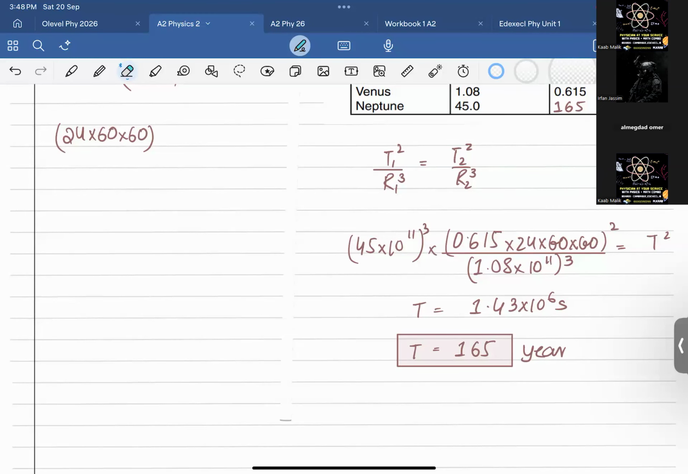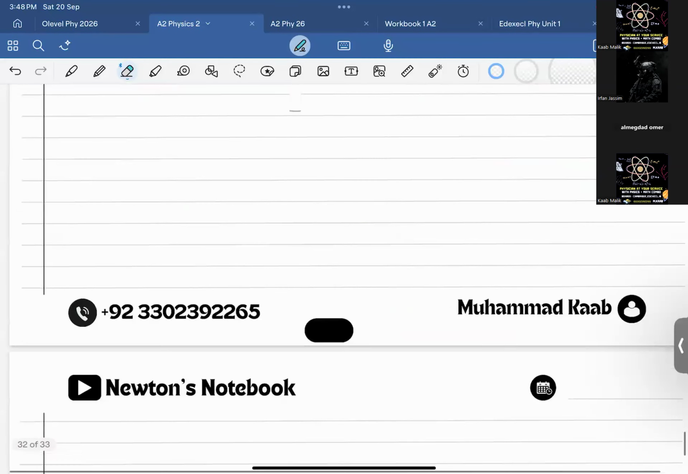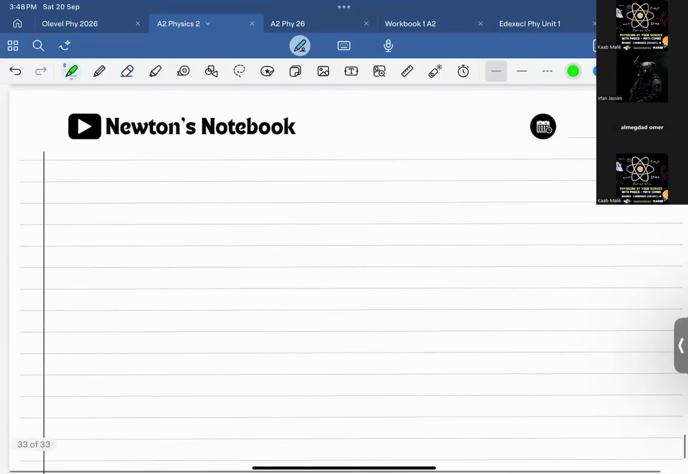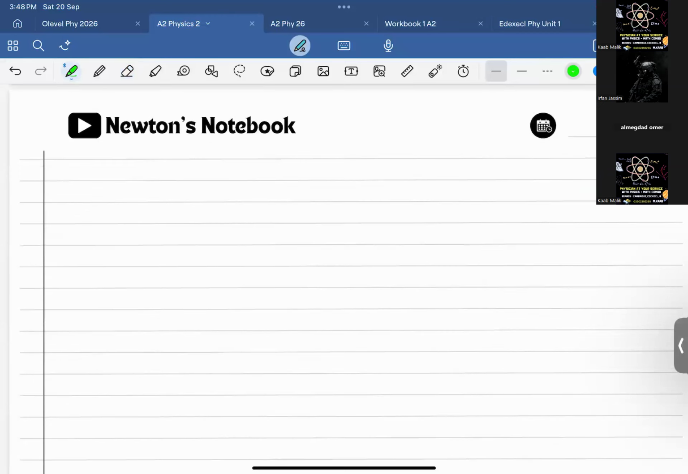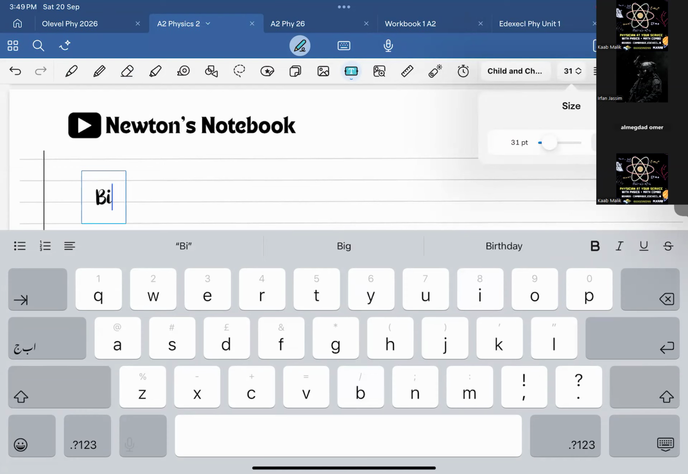Okay. So the last concept for this chapter is going to be the concept of binary stars.